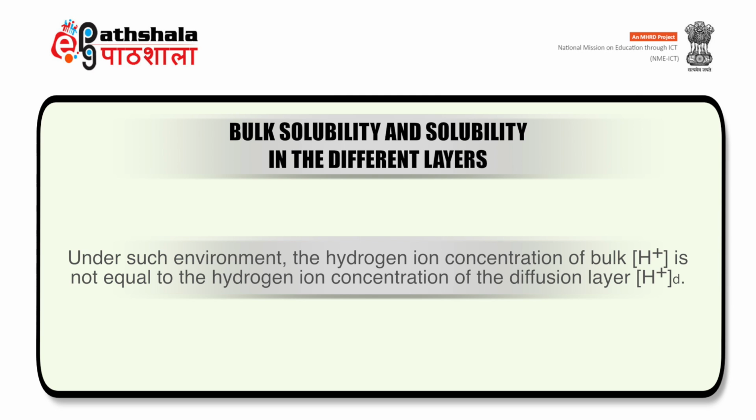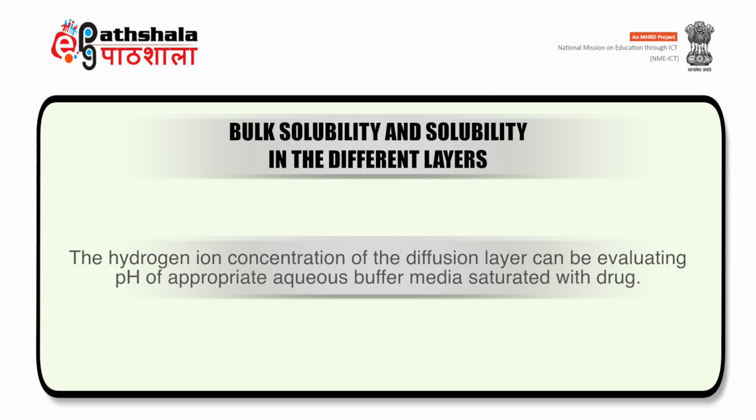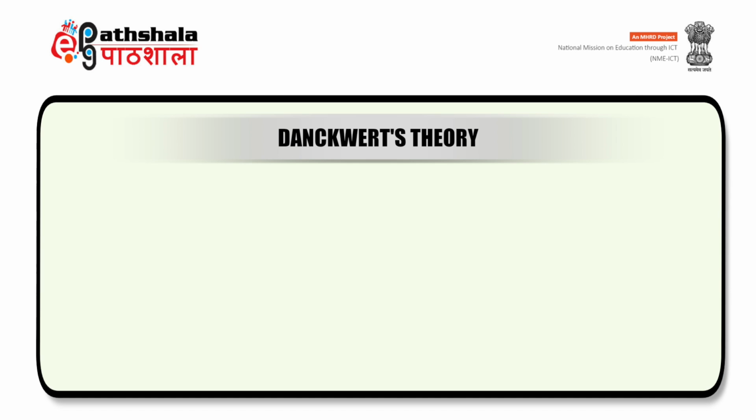Under such an environment, the hydrogen ion concentration of the bulk, which is represented by H+, is not equal to the hydrogen ion concentration of the diffusion layer. For weak acids, the hydrogen ion concentration in the diffusion layer is greater than the hydrogen ion concentration in bulk, and the reverse is applicable for weak bases. The hydrogen ion concentration of the diffusion layer can be evaluated by using the pH of appropriate aqueous buffer media saturated with drug. The next theory is Danckwerts' theory.